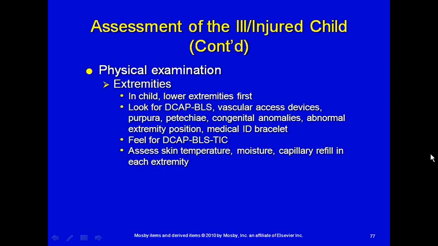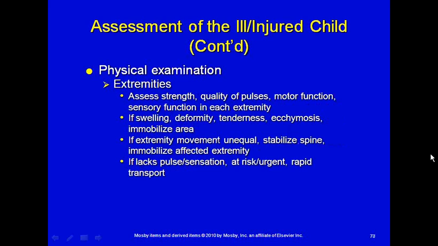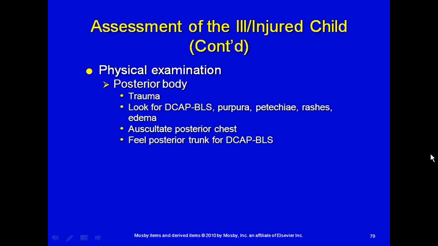Assess skin temperature, moisture, and capillary refill time in all four extremities. Assess strength, quality of pulses, motor function, sensory function. So circulation, motor, sensory, like we do the adult. If swelling or deformity or tenderness or ecchymosis, then go ahead and immobilize that area. If extremity movement is unequal, then stabilize the spine and immobilize them. That will help immobilize the affected extremity. If an extremity lacks a pulse or sensation, certainly that is a high-risk situation, and they deserve rapid transport.